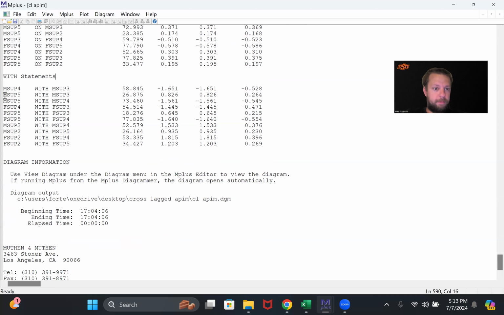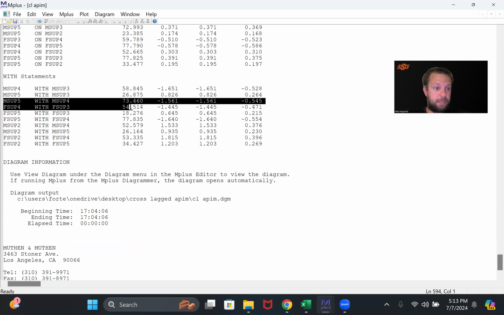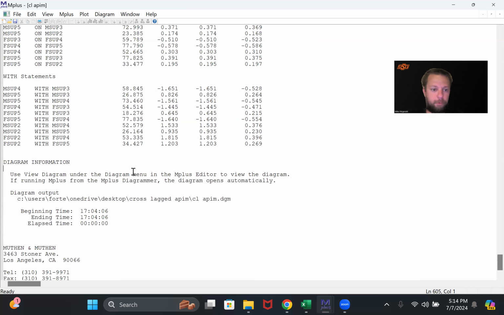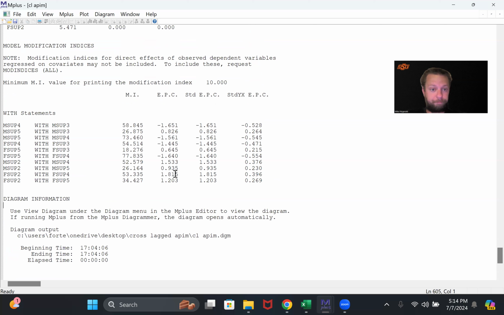It's also giving us some suggestions that are kind of ridiculous. Male support correlated at wave 5 with wave 4. Well, we've already got a regression coefficient there. And so, if we were to add this in, this model probably wouldn't even converge, right? Because we have a covariance between the same two variables, but there's also a regression coefficient. So that can be really problematic for your estimation.